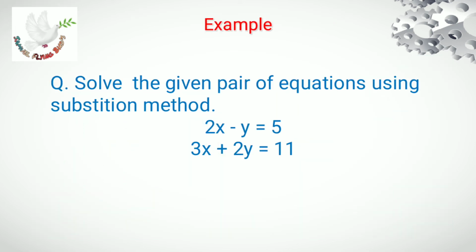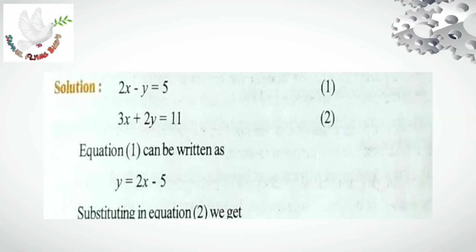Coming to the example, solve the given pair of equations using the substitution method. In this, we are considering the equations 2x minus y equal to 5 and 3x plus 2y equal to 11. Now coming to the solution, 2x minus y equal to 5 is considered as equation 1 and 3x plus 2y equal to 11 is considered as equation 2.